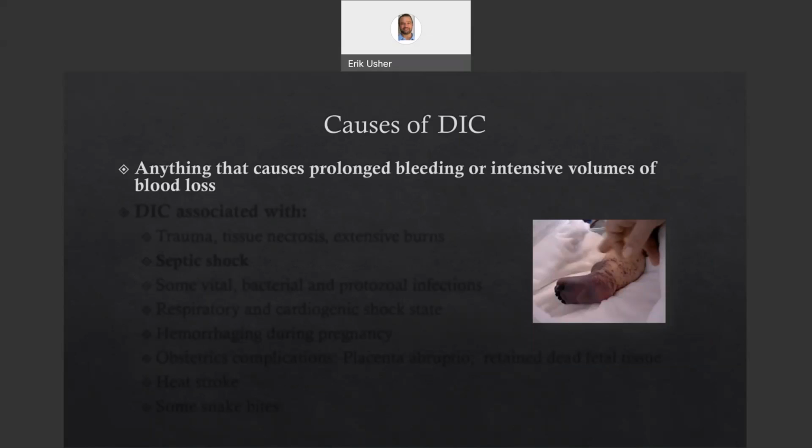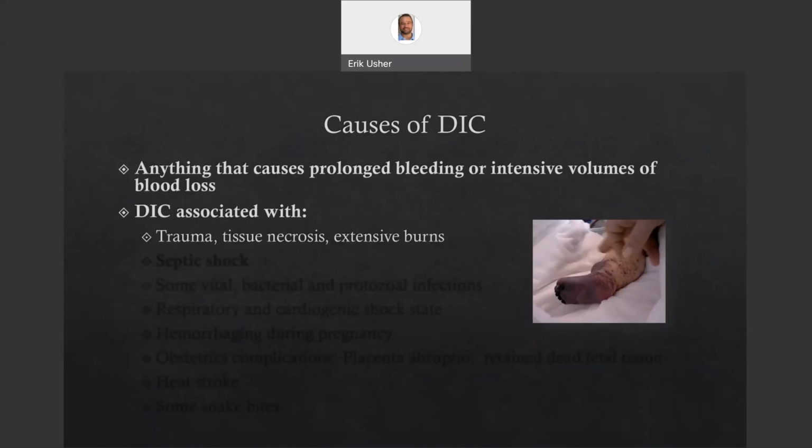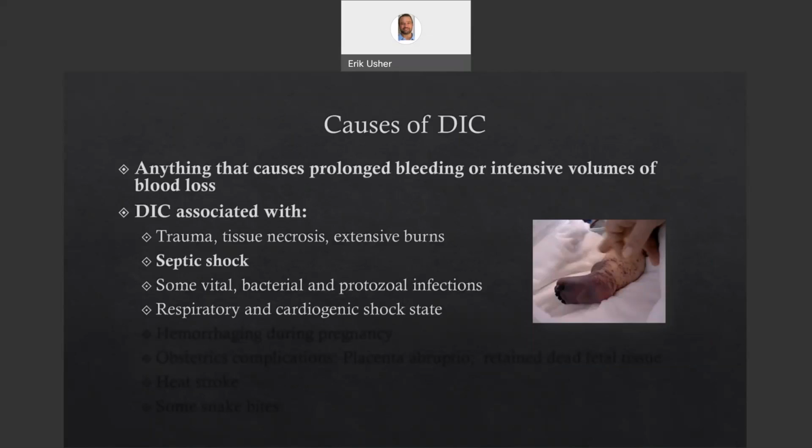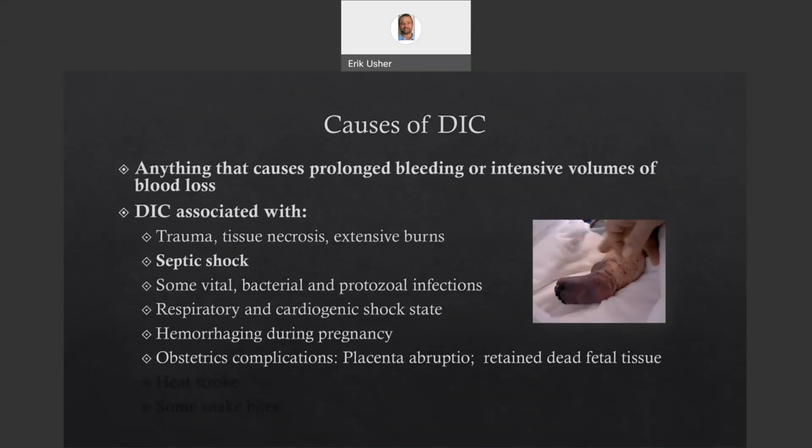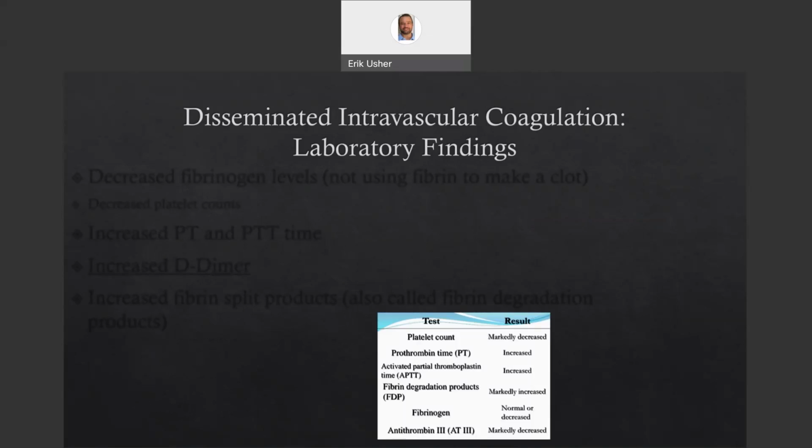We know that causes really can be anything that causes prolonged bleeding or intensive volumes of blood loss. So it's associated with trauma, tissue necrosis, burns, septic shock is a big one, viral, bacterial, and protozoal infections, respiratory and cardiogenic shock states, hemorrhaging during pregnancy. That's where you might have heard of DIC, in mother-baby. Obstetric complications such as abruptio placentae, retained products of conception, heat stroke, and some snake bites have massive anticoagulant capabilities, and it starts this DIC process.